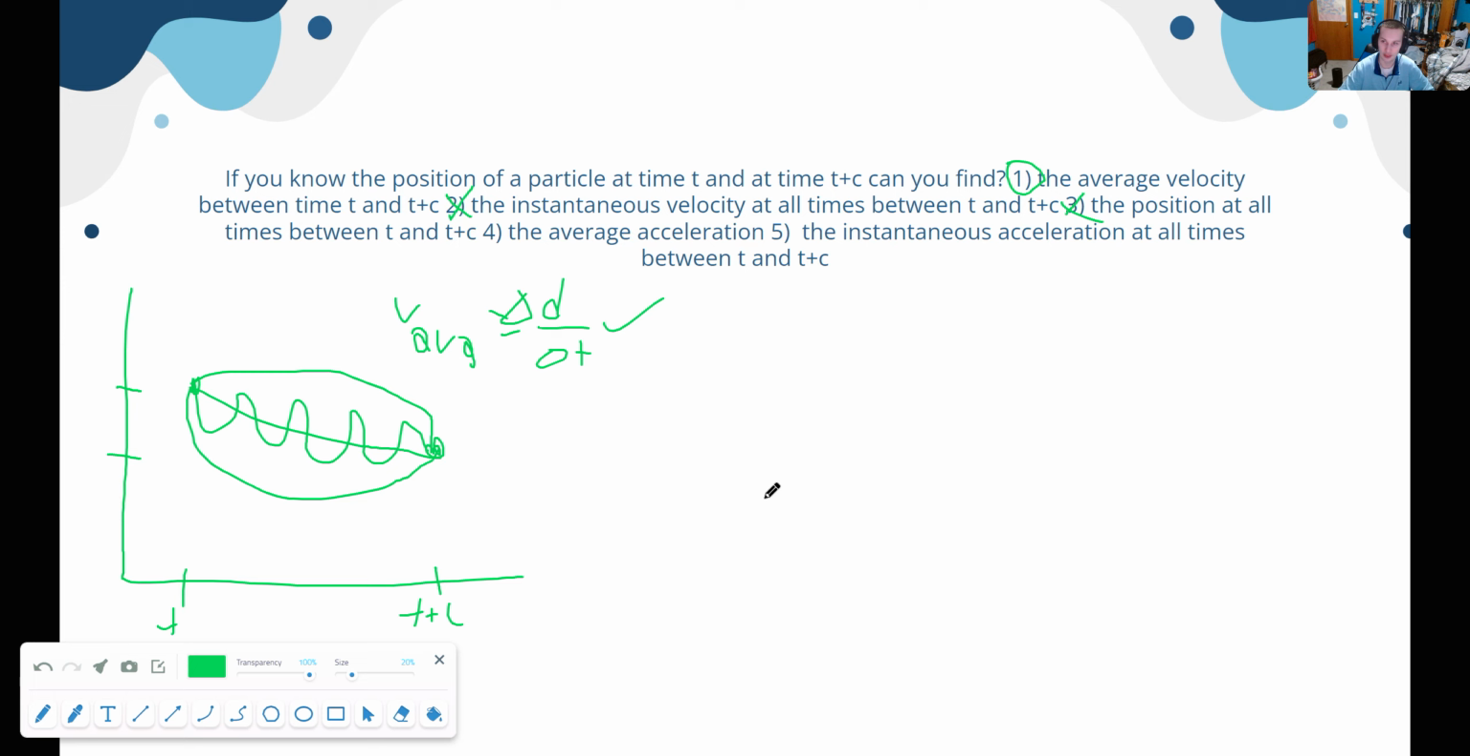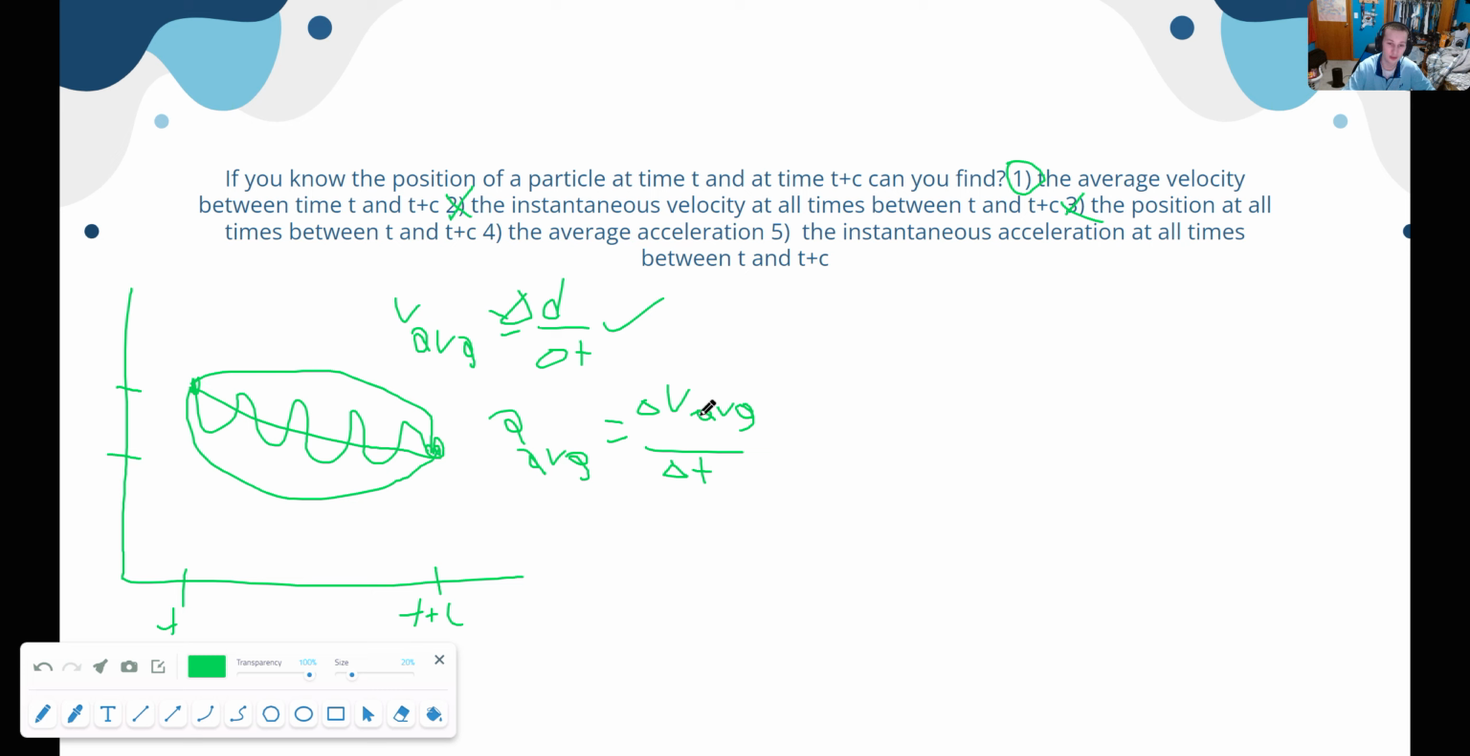The average acceleration. So for the average acceleration, you need to know the change in the average velocity over the change in time. And the problem is that we have no idea what the velocity is at this time. We don't know the instantaneous velocity.